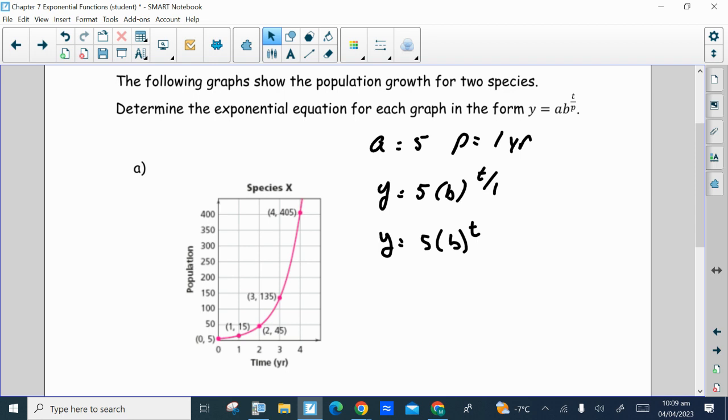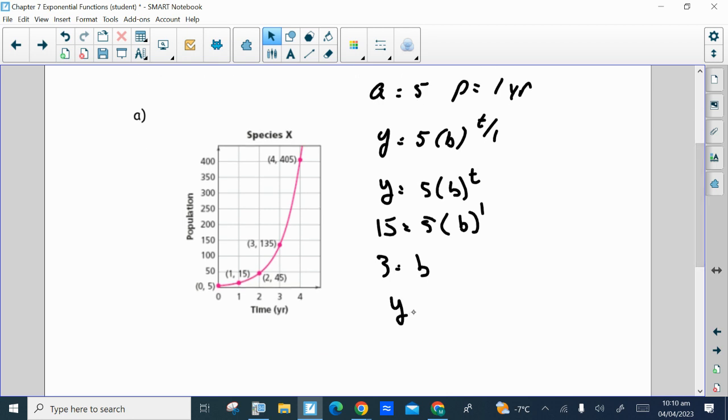And to do that, you can choose any one of the other points except for the initial point where T would be 0. Can't use that. But we can use the point 1 comma 15. And B to the 1 is B, so when you divide both sides by 5, you'll get 3 on the left side. So B equals 3, and now we can write our equation.